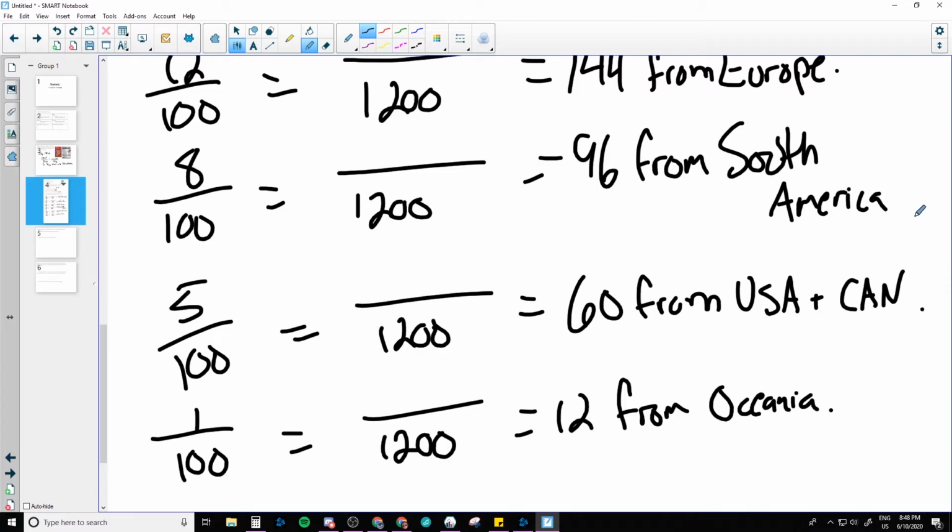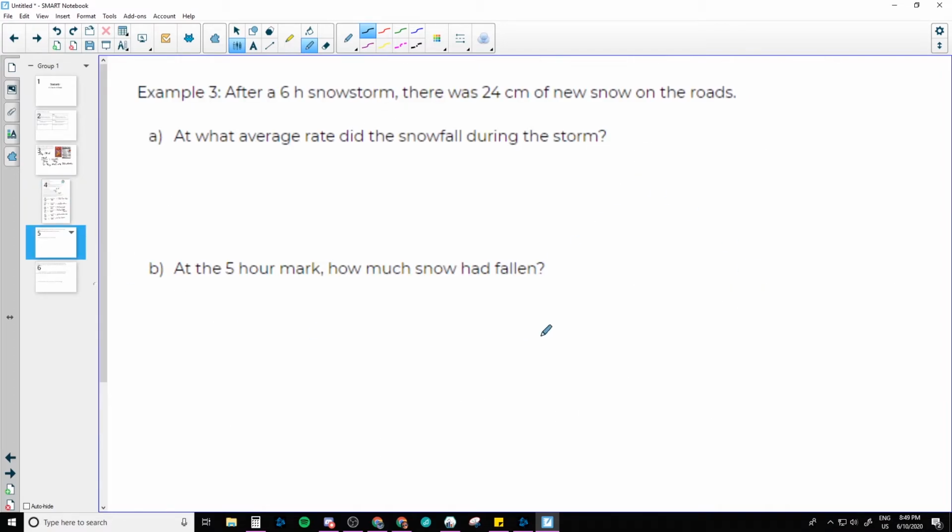Okay, we practiced these kinds of questions a lot at the beginning of the school year. Okay, this isn't any different. Remind yourself how to set up your ratios and how to do your cross multiplication, and you will be good to go. All right, example 3.